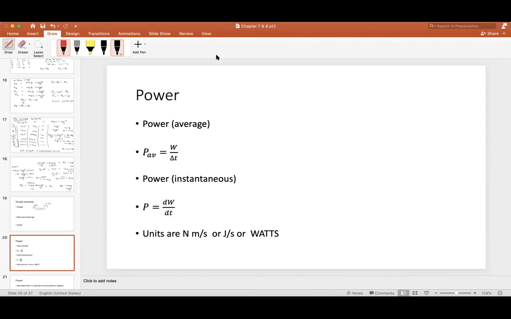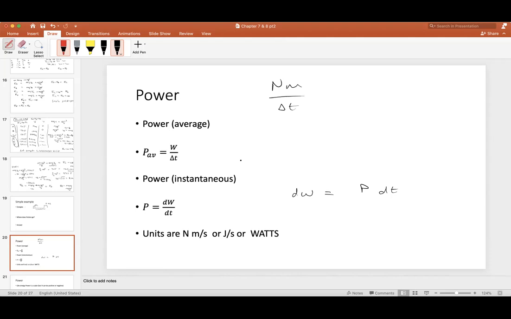So if we take our work, which is Newton meters, it's energy, and we divide it by how much time, we get something called the average power. And if we take the time derivative of the work, we get the instantaneous power. What that means is, in effect, we can write the work is P dt, and basically if we multiply the power times time, we get the work.